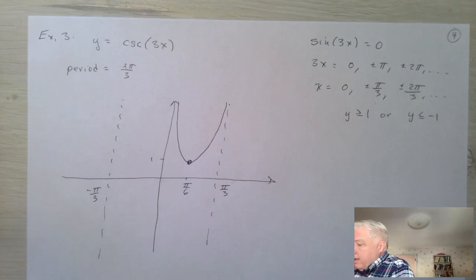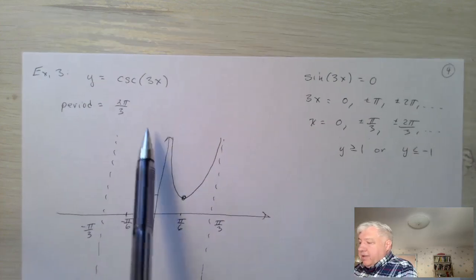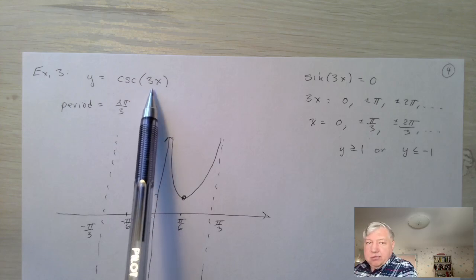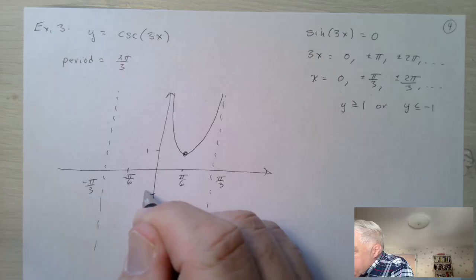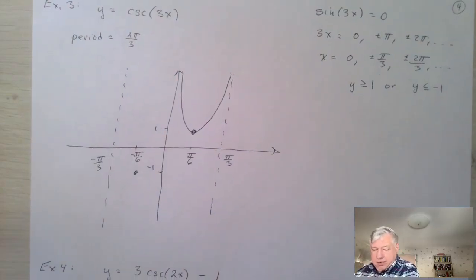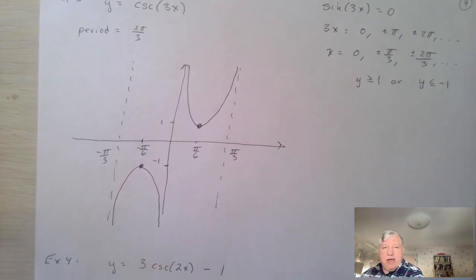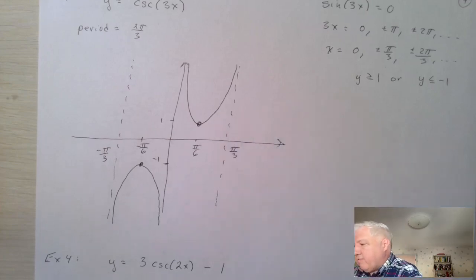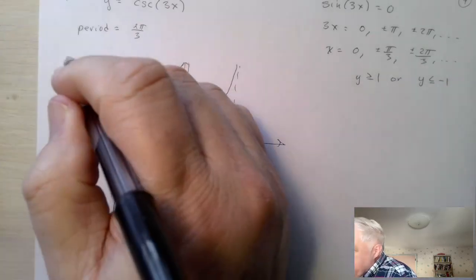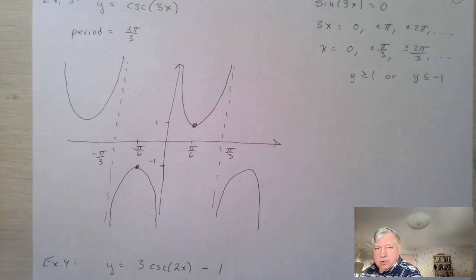Then let's go from negative pi over 6, where all the signs are reversed. Negative 3 pi over 6 is negative pi over 2, the sine of that is negative 1, so the reciprocal of that will be negative 1. So we have this point down here. And then again it will repeat like so. You'll have a curve here, and a curve here, and so on. All right.